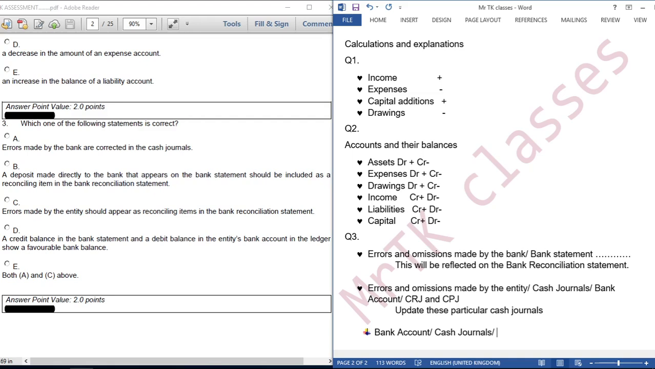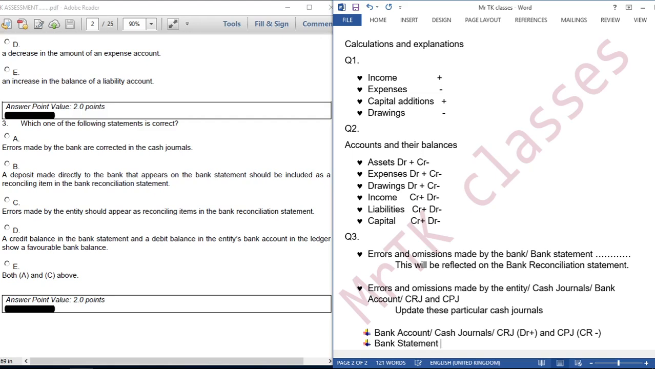Okay, CPJ. Let me say CRJ. This is the debit side of the bank account. Let me say debit side, and CPJ. This one now is the credit side. So let me do this. Then I say bank statement.